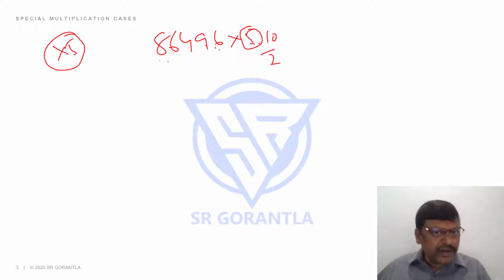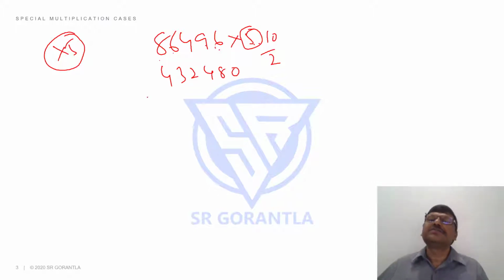Can you divide by 2? 4, 3, 2, 4, 8, 0. 2 4s 8, 2 3s 6, 2 2s 4, 2 4s 8, 1 carried 16, 2 8s 16, 0. Why 0? Because into 10 means 0, right?